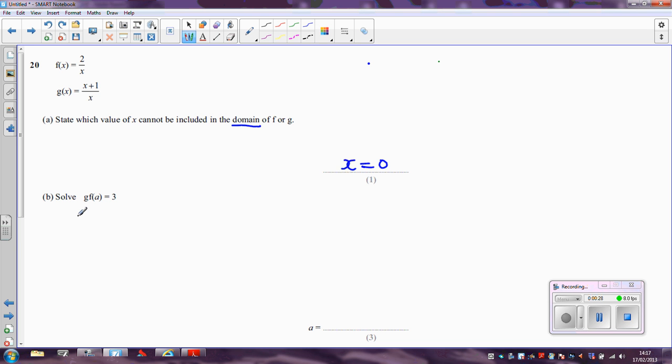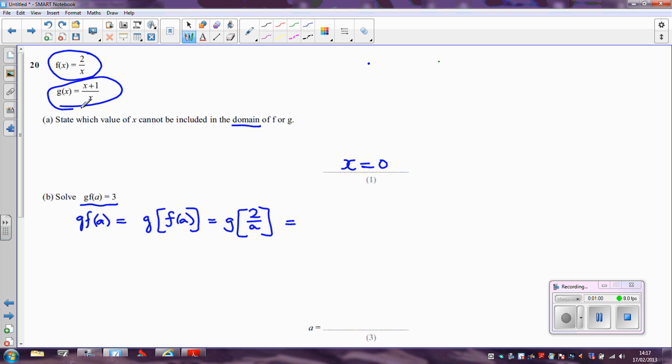Next part says here, solve gf(a) is equal to 3. So the first thing we need to find is what is gf(a). And that means g done to f(a), which means that we have to find f(a) first. So let's ignore the g for now, just stick that outside. f(a), well, we know that f(x) is 2 over x, so f(a) is going to be 2 over a. So we're now going to do g to 2 over a.